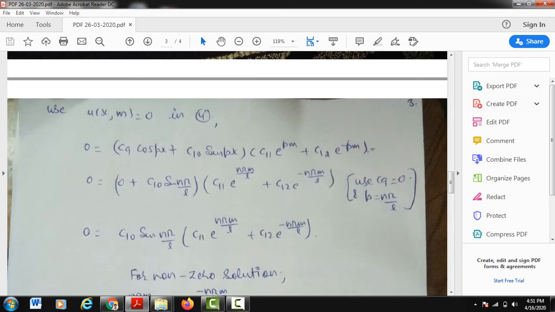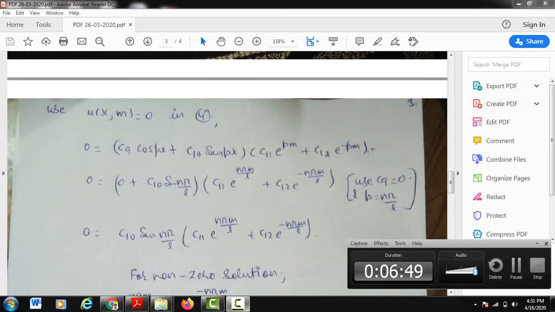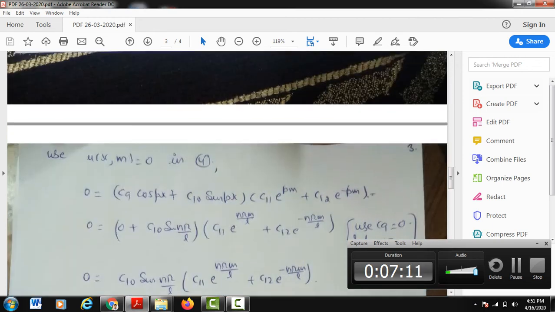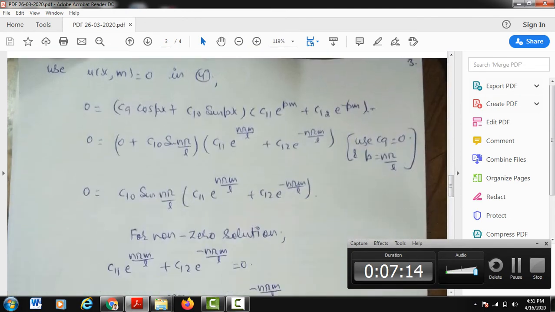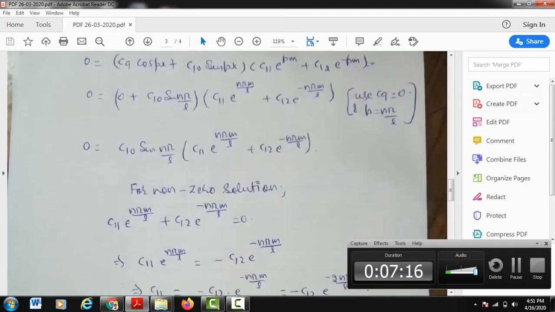Let us use the next condition, u(x,m) is equal to 0. Again I am applying it for equation number 4. What I am getting is u(x,m) equal to 0, so it is (C9 cos px + C10 sin px)(C11 e^(pm) + C12 e^(-pm)). Here I am using C9 as 0. I am writing the value of p as I have recently calculated it, that is p is equal to n pi over l. So I am putting that value over here. Finally, after simplification, I am getting C10 sin(n pi x over l)(C11 e^(n pi m over l) + C12 e^(-n pi m over l)).